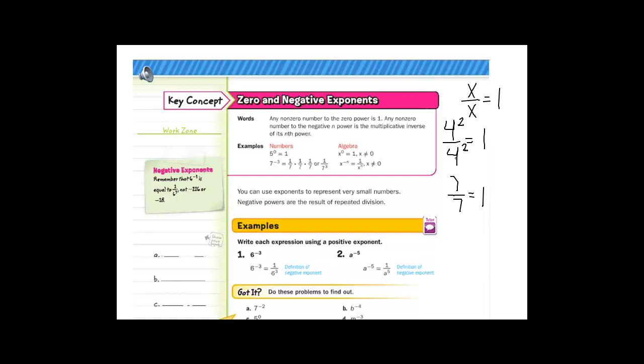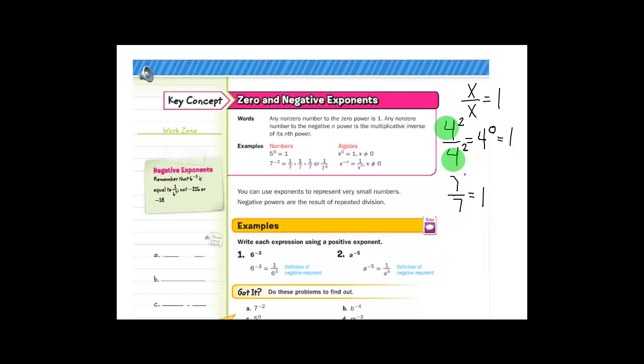Now, we also had some quotient rules for exponents a few lessons ago, and the quotient rule said that as long as they have the same base, like 4, you can subtract the exponents. So this would be 4 to the 2 minus 2, which would be 0. Now, what did we just say that something divided by itself was? 1. So this is why anything to the 0 power is 1.